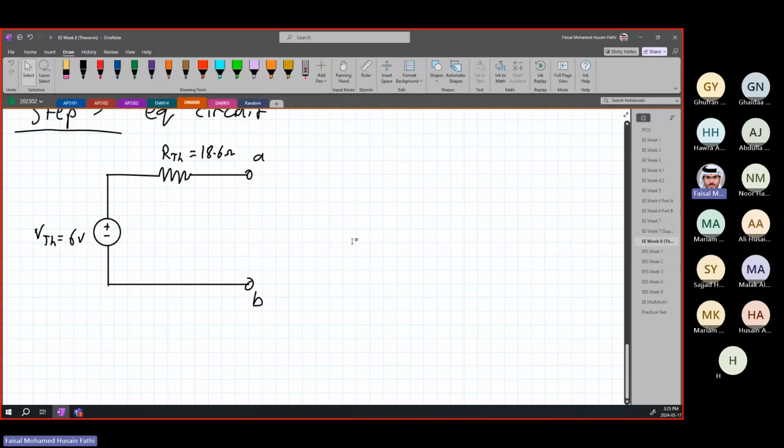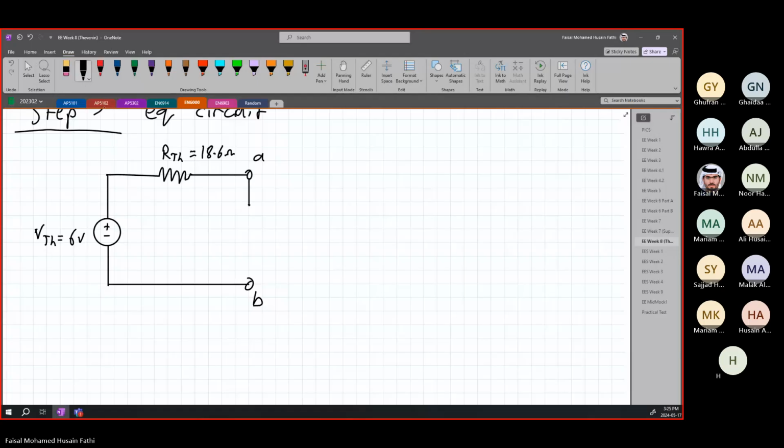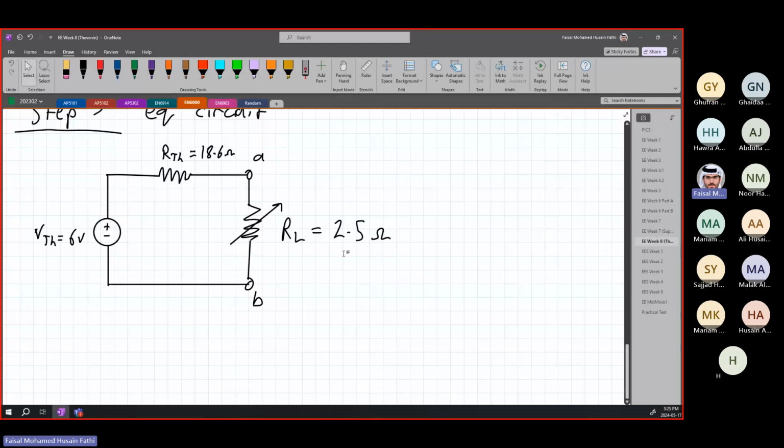Now, let's say we have a load, all right? So we have a load. We can attach any load across this AB and we can find out the current that is going through it or the voltage drop across AB, okay? So let us attach a load like that. Our load, let us assume that it is 2.5 ohms, all right?